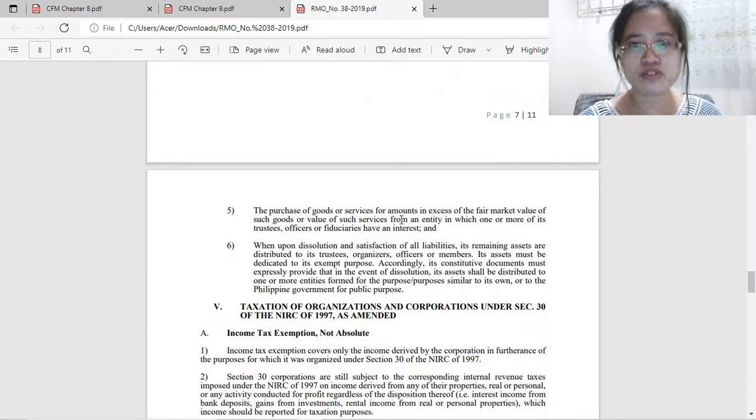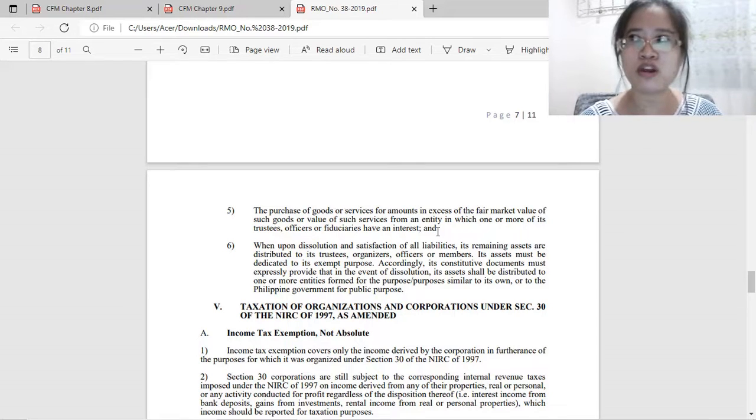Purchase of goods or services in excess of the fair market value from an entity in which one or more of its trustees, officers, or fiduciaries have an interest. Okay, this is also why churches try to avoid transacting with members. Let's say you have a member with a business, and then the church would, let's say, buy something from that member. It's okay as long as the price is within the market value of what the other stores are also selling it for.